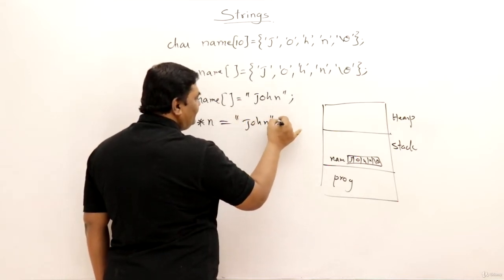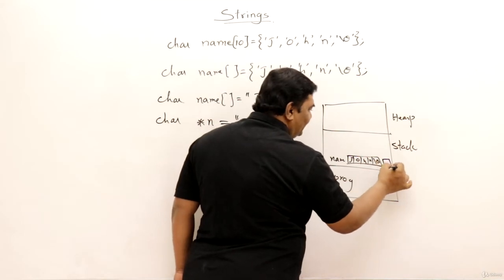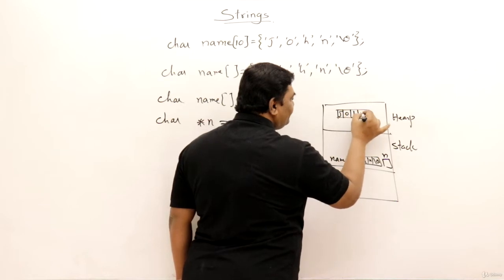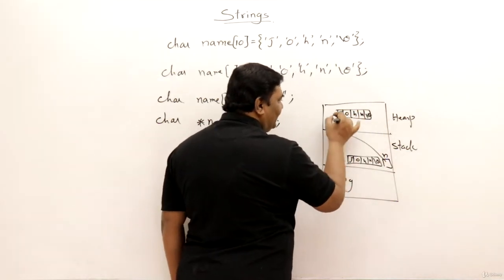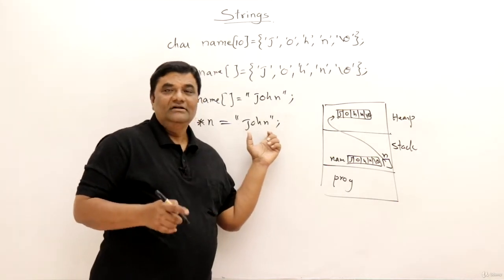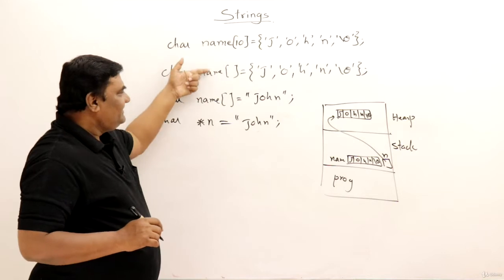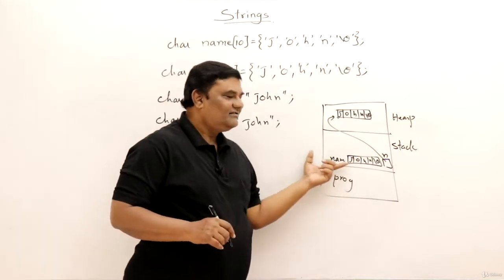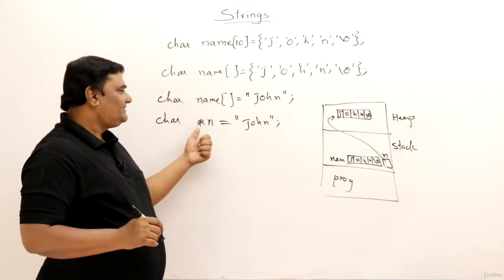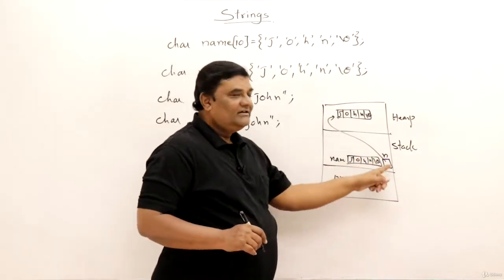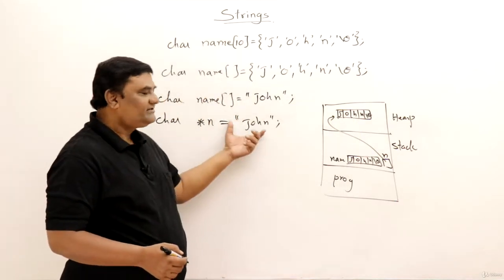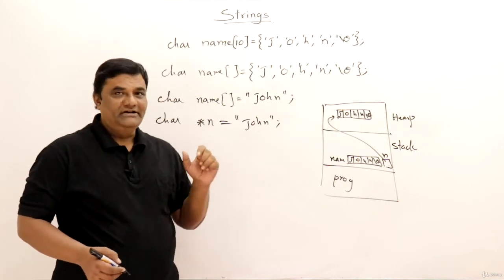So I have changed the name to n. Now if you look at this one, this is n, and this string is created inside heap along with the \0, and n is pointing there. So n is a character pointer pointing to this string. So this is the difference. These are all created inside the stack, which is directly accessible to a program. This is created in heap, so this is indirectly accessible using a pointer. So the compiler will automatically create this string inside heap and the pointer will point there.